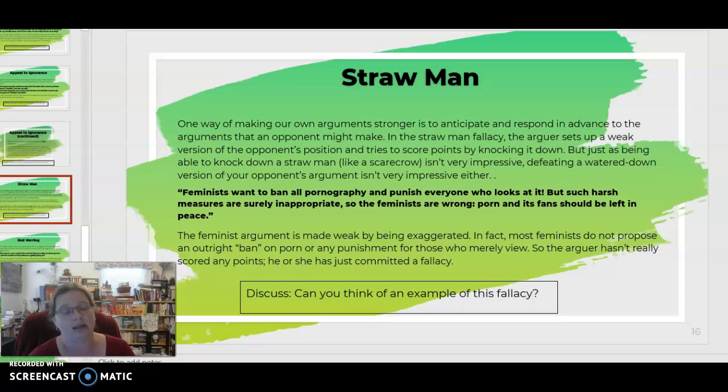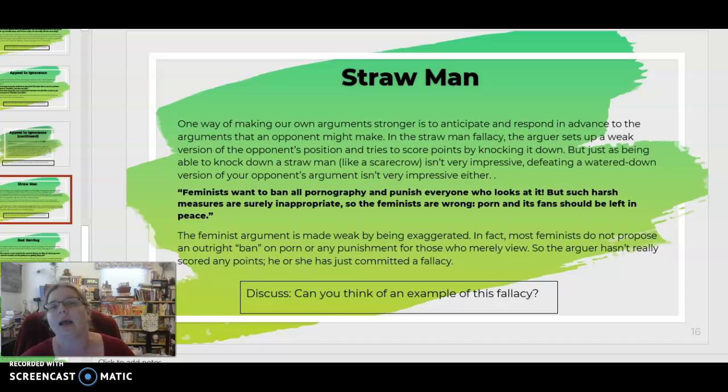The straw man fallacy is when you build up the opponent's argument to sound overblown or over-exaggerated or silly so that it's easy to knock it down and make fun of it. So for example, the example on the screen: feminists want to ban all pornography and punish everyone who looks at it. But such harsh punishment is surely inappropriate, so the feminists are wrong. Porn and its fans should be left in peace.